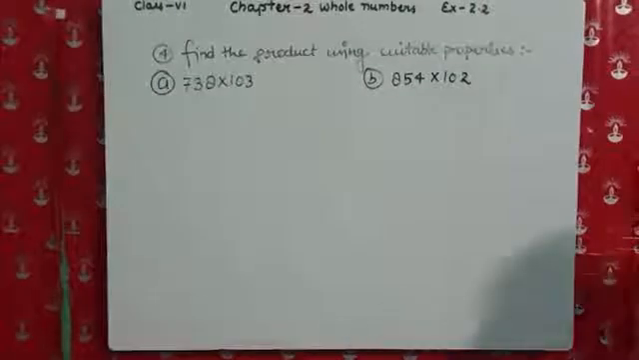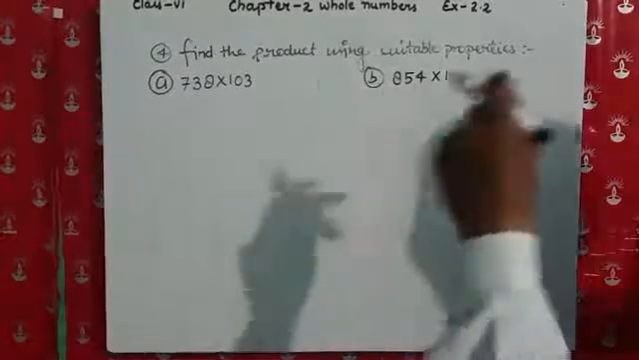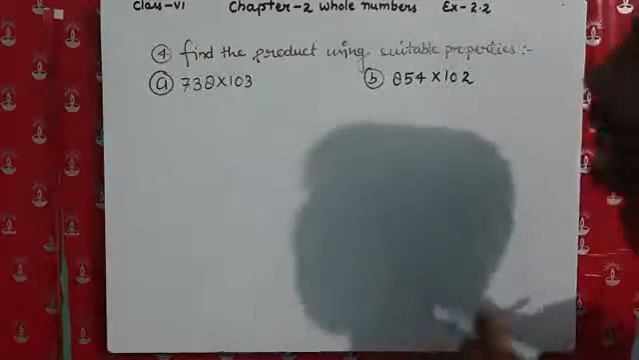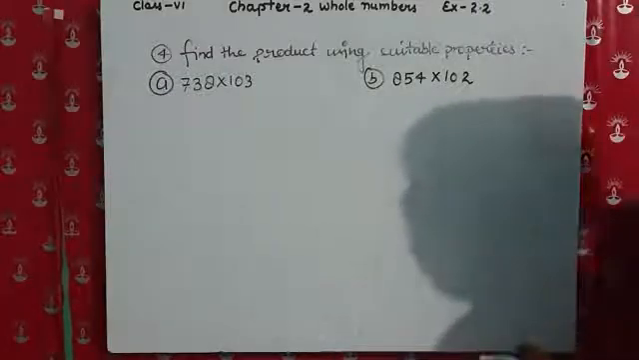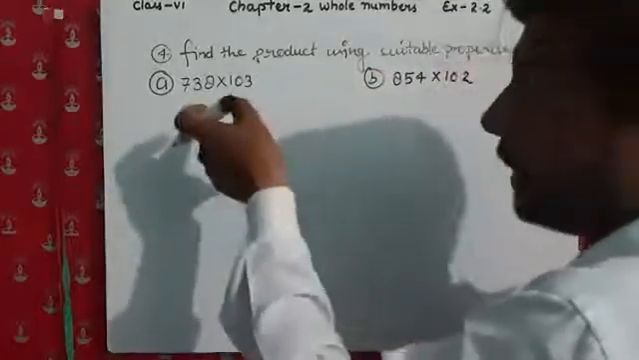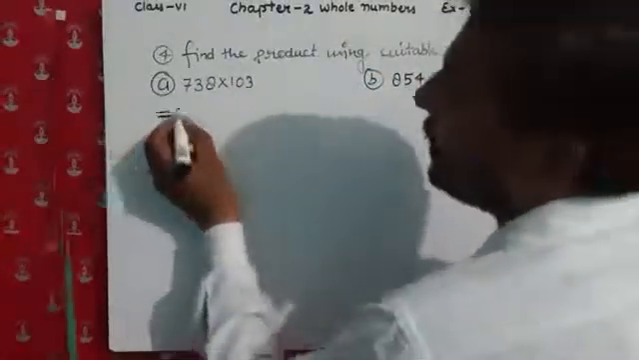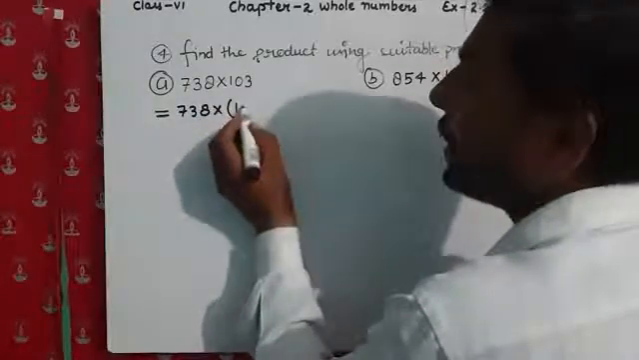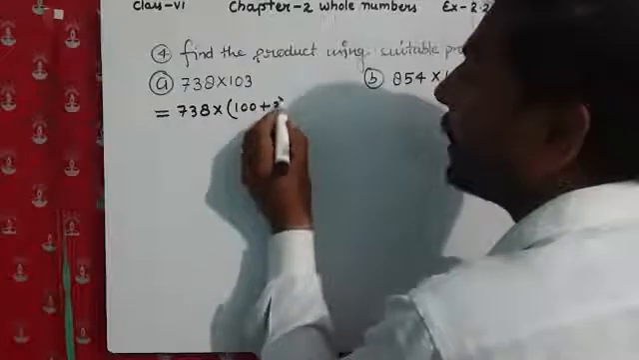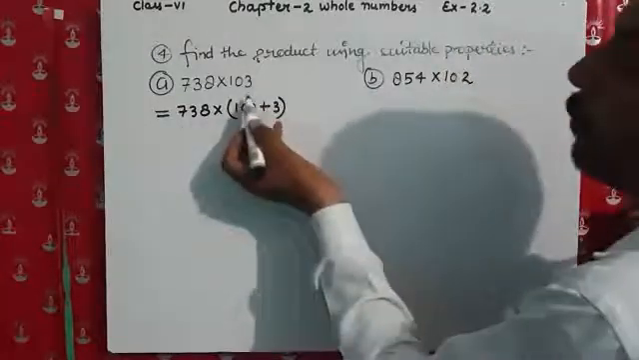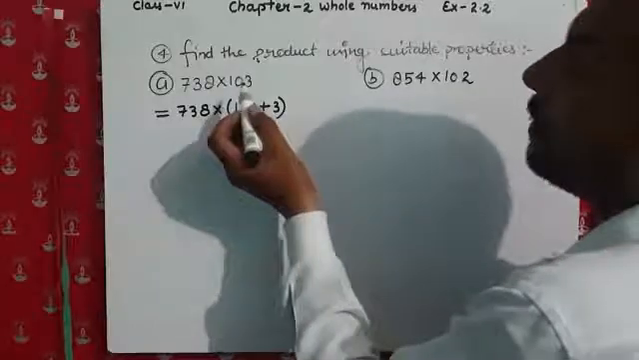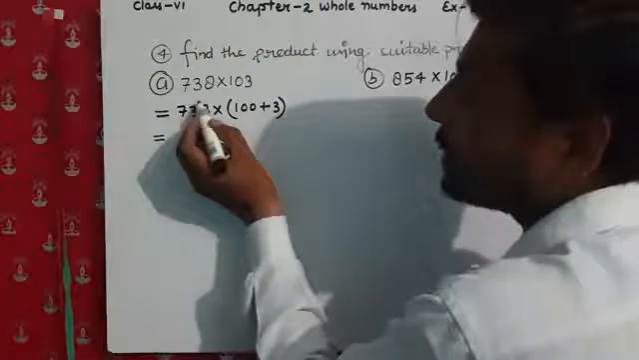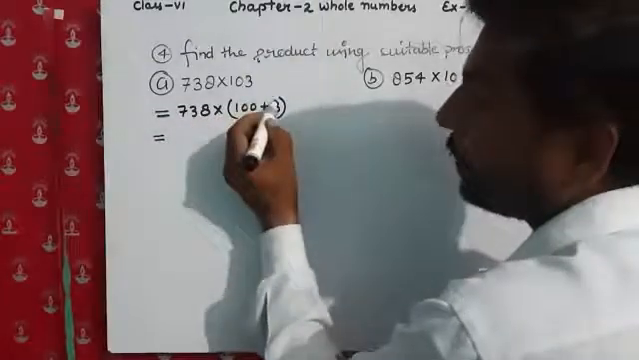So now question number 4 is written on the board. Here question number 4 is saying that find the product using suitable properties. So here we have to use the property. As we used one property in question number 3, the same we are going to use here. It is given 738, and here 103 can be written as 100 plus 3 in bracket. So we have broken it into two parts, 100 plus 3. Now we will multiply this number with the first part and also with the second part.